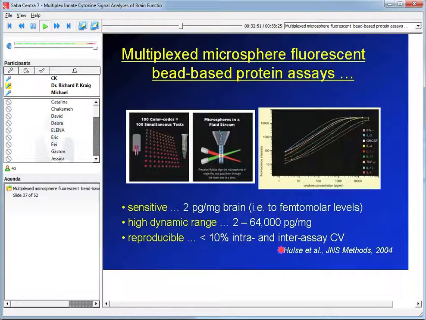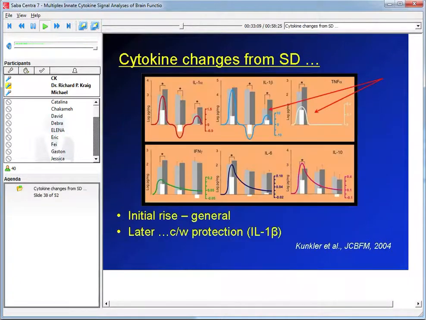This is the data we published for rat tissue, brain, serum, and organotypic cultures in the Journal of Neuroscience Methods. The cultures were published in this paper in the Journal of Cerebral Blood Flow and Metabolism. And these are spreading depression results. You'll notice TNF-alpha falls quickly. I'm going to explain that response to you too.